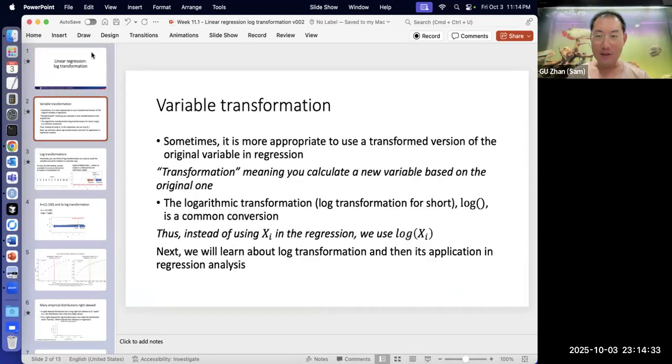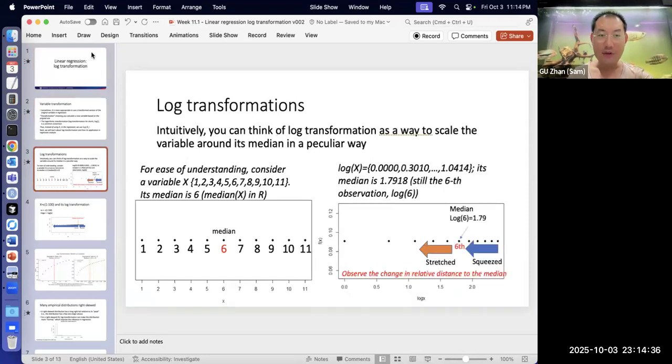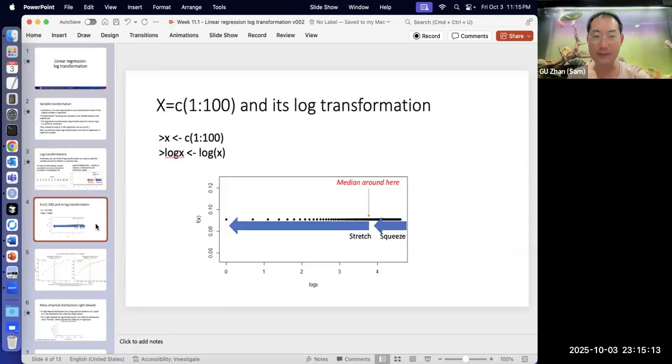Okay, so log transformation. First, when you apply a log transformation on a list of numbers, there will be an effect of squeezing the values in the sample that are larger, and there will be an effect of relatively stretching the sample values that are smaller in this list. So this is the overall impact of log transformation.